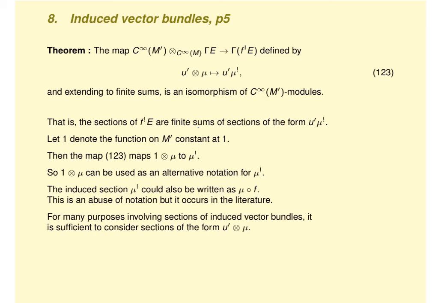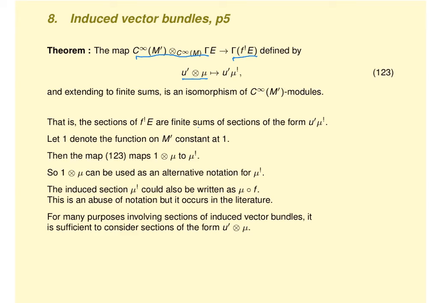So here's the theorem. We form this tensor product. Remember, we've started off with a vector bundle and a smooth map for which the target is the base manifold of the vector bundle. We've formed the induced vector bundle and we're asking what the module of sections is.